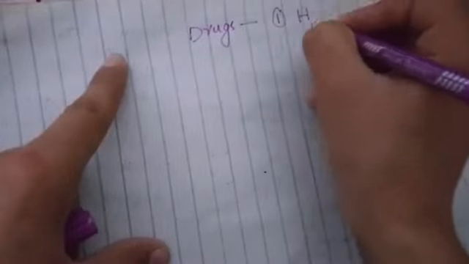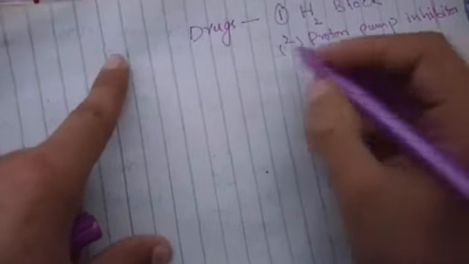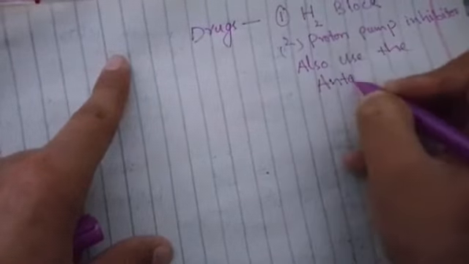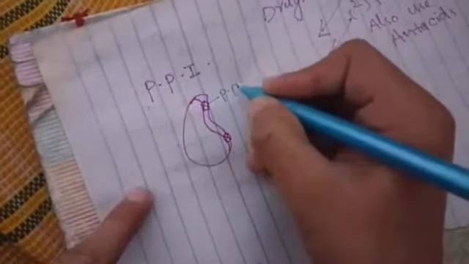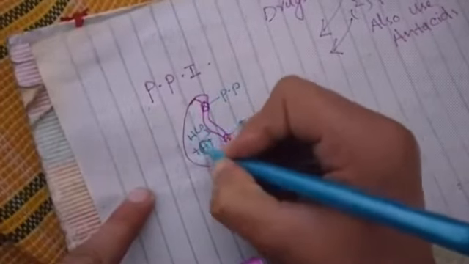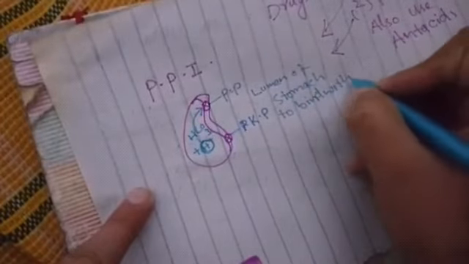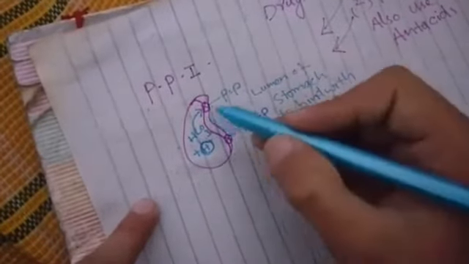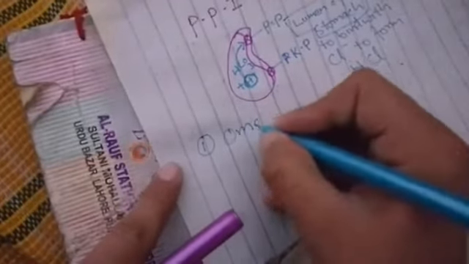The drugs which we use for peptic ulcer are the H2 blocker, the proton pump inhibitor, and also antacid. So this is the proton pump inhibitor and this is the parietal cell. This one is the proton pump and potassium pump. This is the bicarbonate and hydrogen ion. The hydrogen ion goes out through this pump to the lumen of the stomach to bind with chlorine to form hydrochloric acid. The proton pump inhibitor blocks that pump.